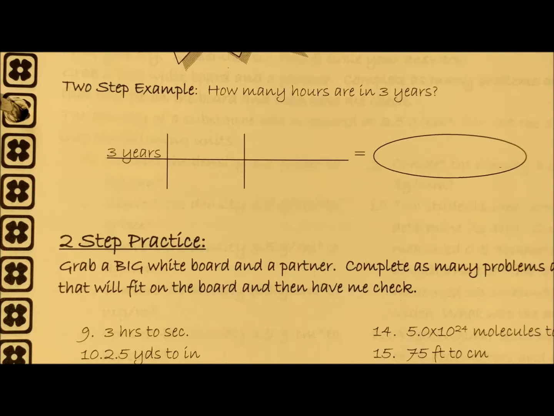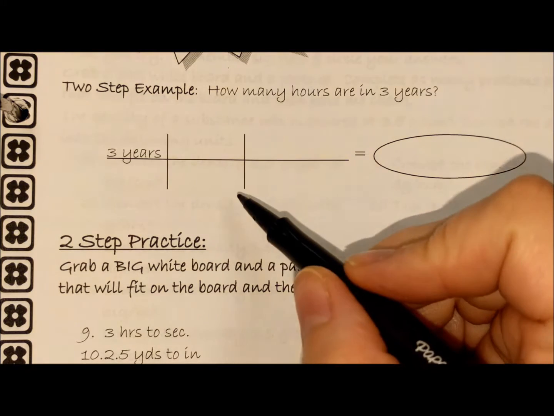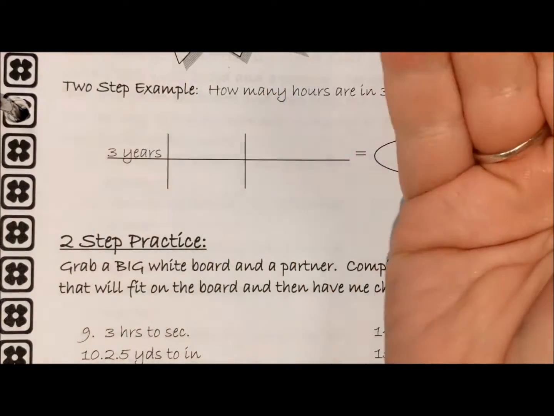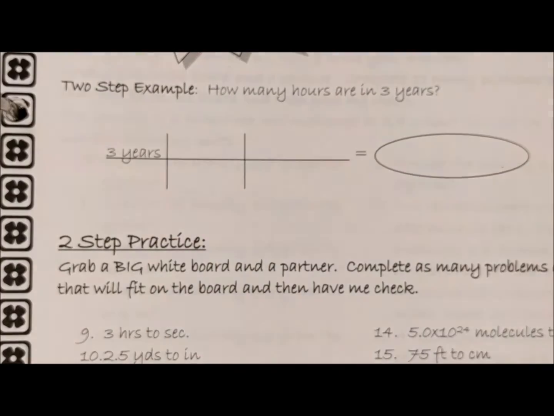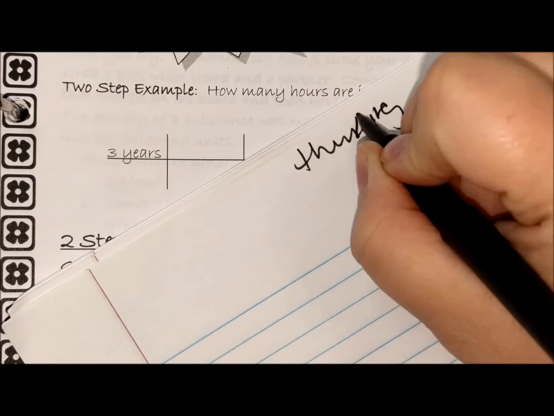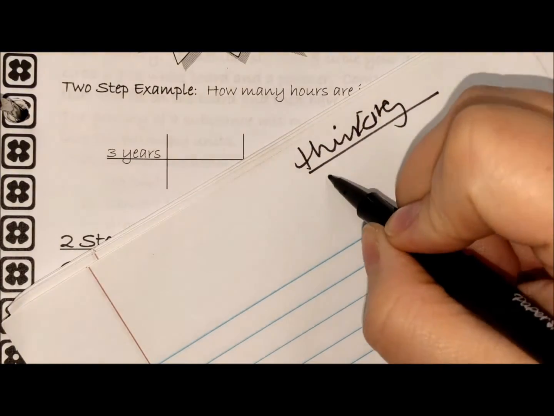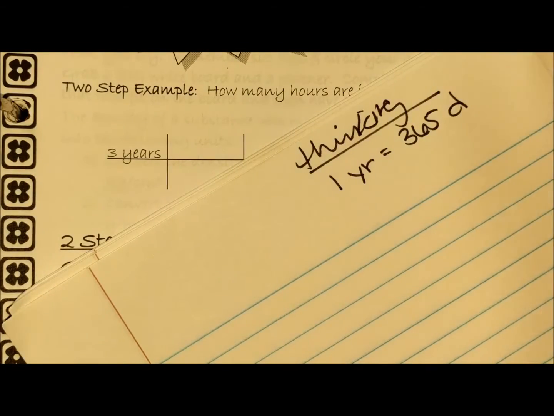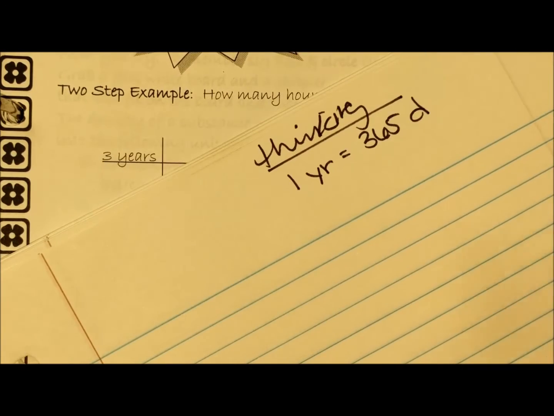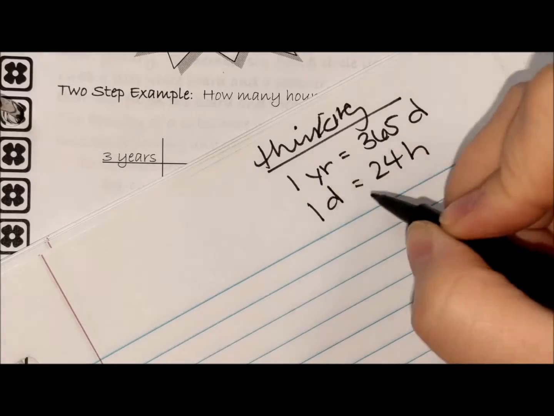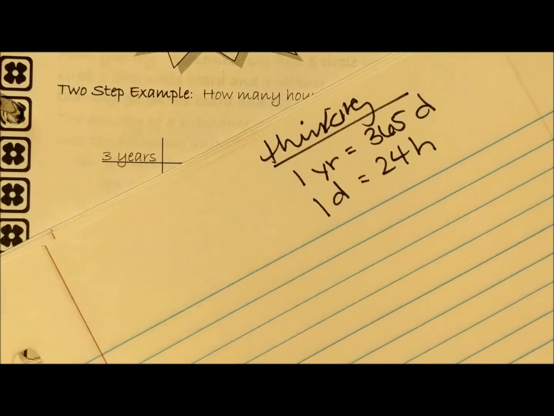I'm going to do the exact same thing that I've been doing, but the difference is I'm not going to be able to reach what I want in one step. I'm going to have to do it in two steps. So this is how you do these problems. You think to yourself, okay, what do I know about years? So this is me thinking, okay? So I know in 1 year, there's 365 days. But days isn't what they're asking me. So they're asking me hours. So I know in 1 day, there's 24 hours. So these are the two conversion factors that I'm going to need to use.